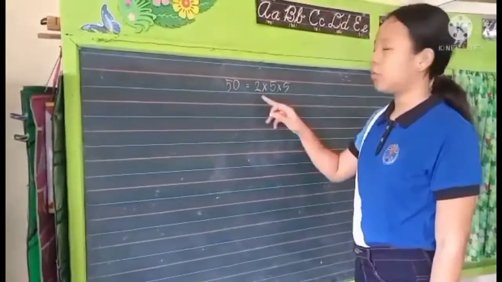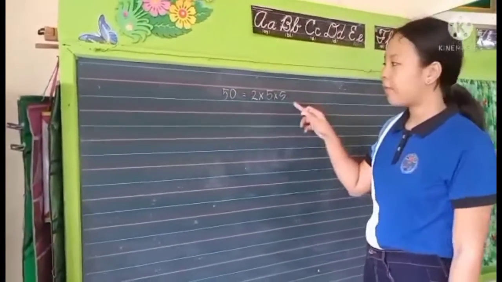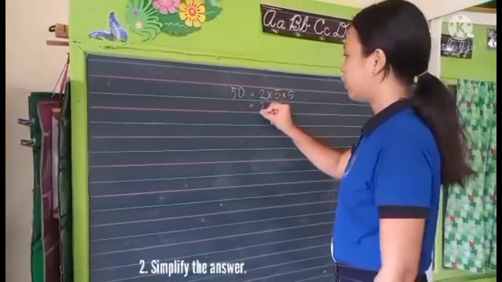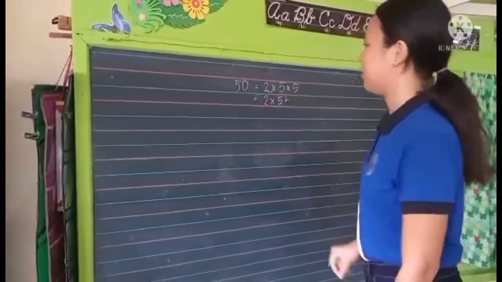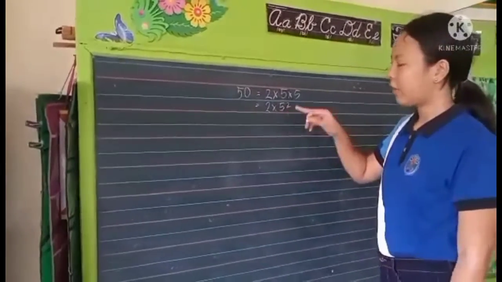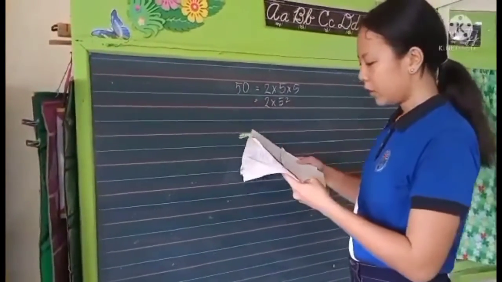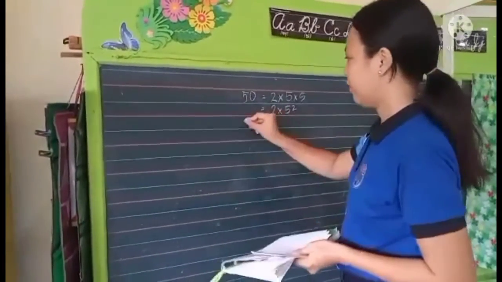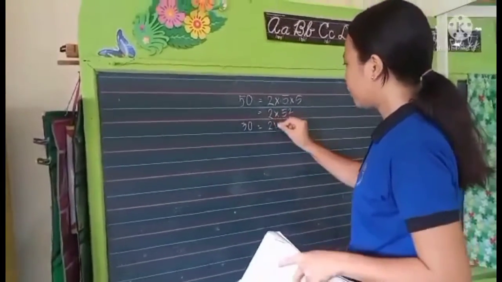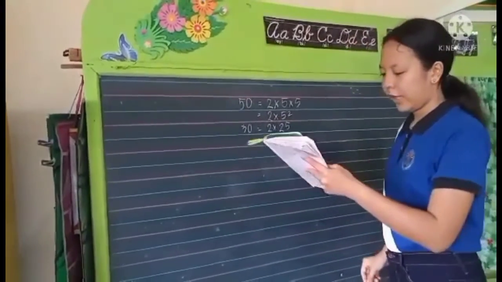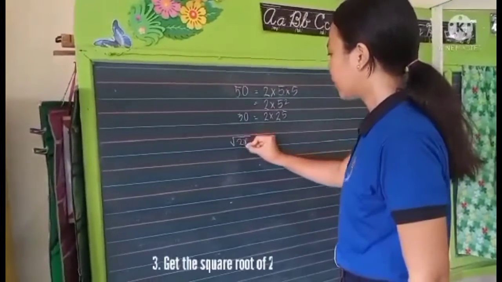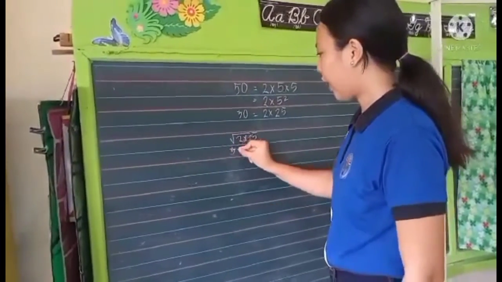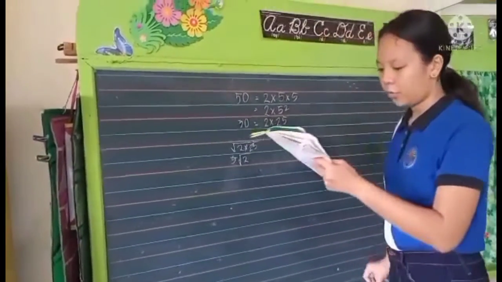2 times 5 is equals to 10. 10 times 5 is equals to 50. So, i-simplify natin siya, which is 2 times 5 squared, or 2 times 5 is 10, 10 times 5 is 50. So now, to get the factor, 50 is equals to 2 times 25. Then, the square root of 2 times 25 is equals to 5 square root of 2.